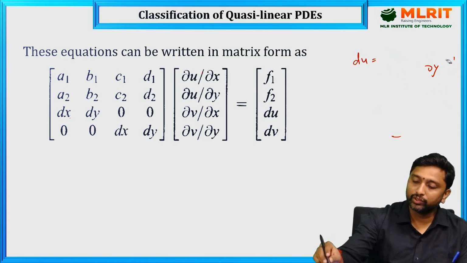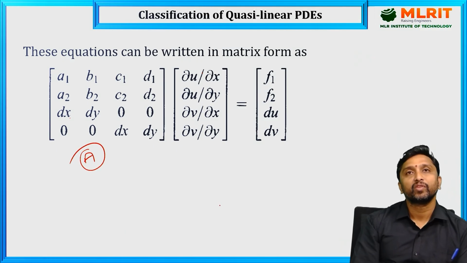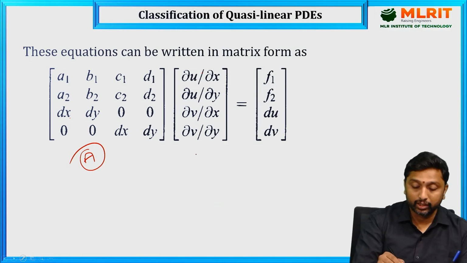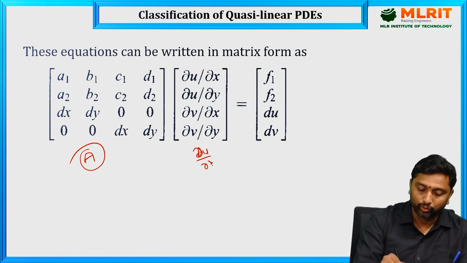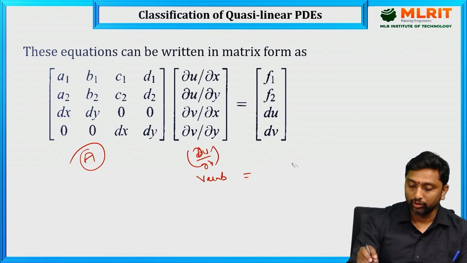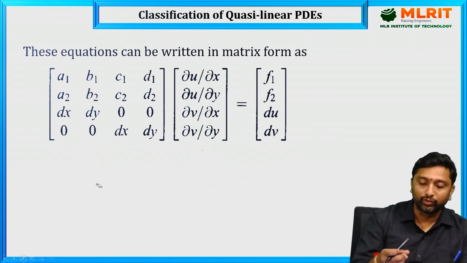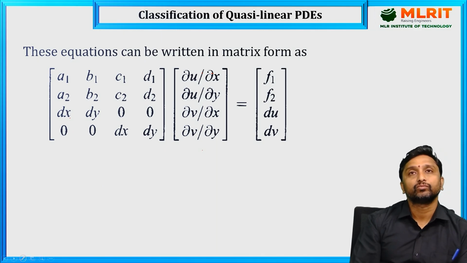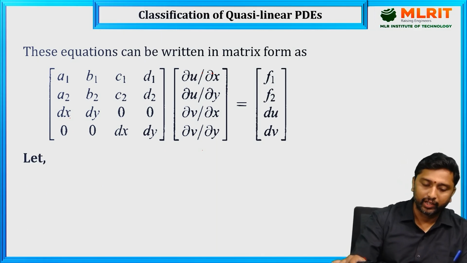The solution of this matrix, where we can call this matrix A, is called the coefficient matrix, and what I want to calculate is, let's say, ∂u/∂x. This is called the variable matrix and this is called the solution matrix. So I want to find out the solution for this particular matrix, ∂u/∂x. So for that, let us consider A equals to this.